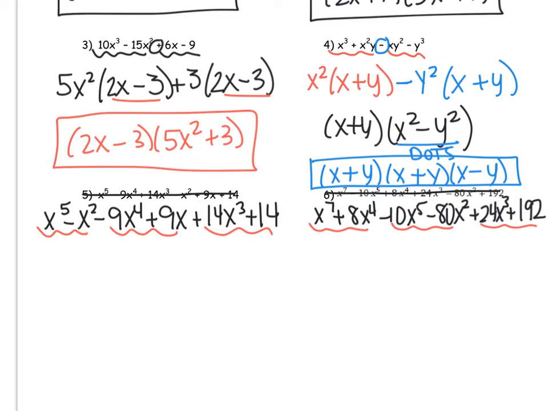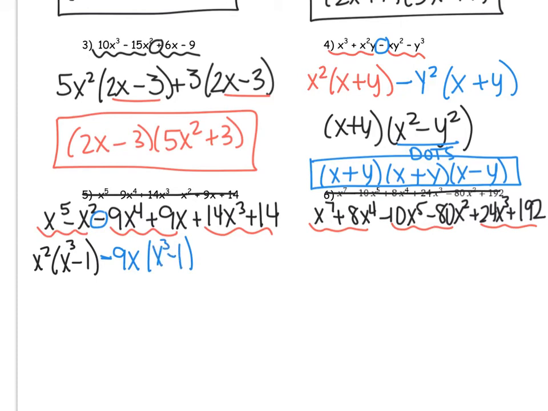What's the GCF between x to the 5th and x squared? You should be telling me x squared. And you're left with x to the third minus 1. Now what's the GCF between negative 9x to the 4th and positive 9x? Well, because of this sign here, this is the negative, so we're going to take out a negative of whatever you think it is. So I believe the GCF is negative 9x, and then what's left on the inside is x to the third minus 1.